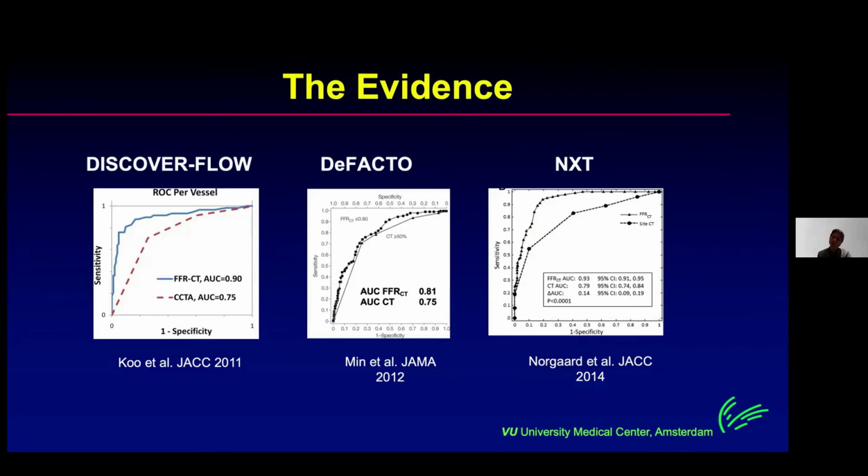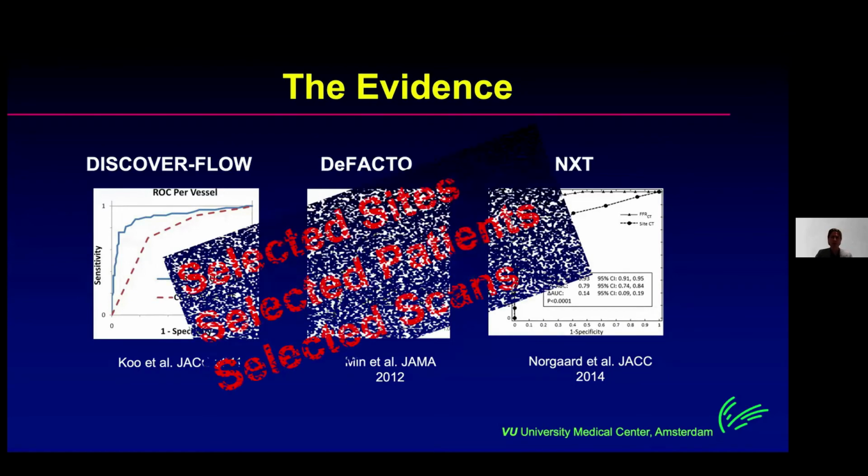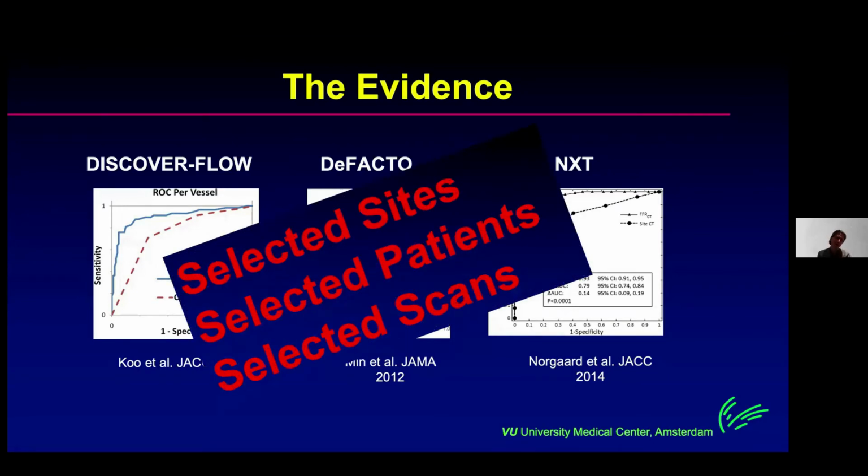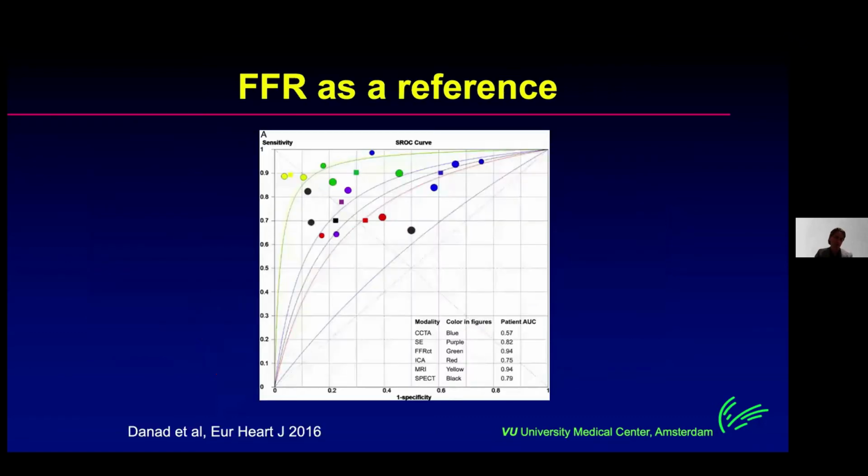But the latest results were that the NXT trial, published by Nørgaard in 2014 in JACC, proved that if you add computational software to basic CT imaging alone, you can enhance the diagnostic accuracy to send patients to the cath lab. However, this was still uncertain at that time because it was selected sites, selected patients, selected scans, and everybody knows that this is not necessarily reproducible for every site in every center.